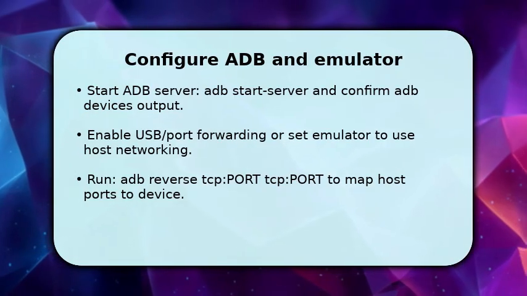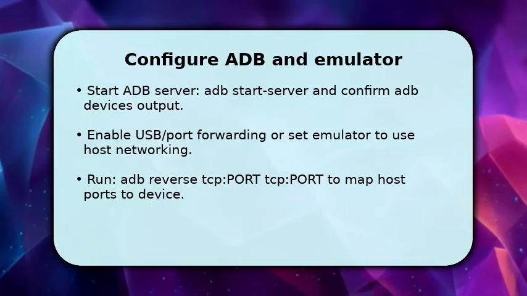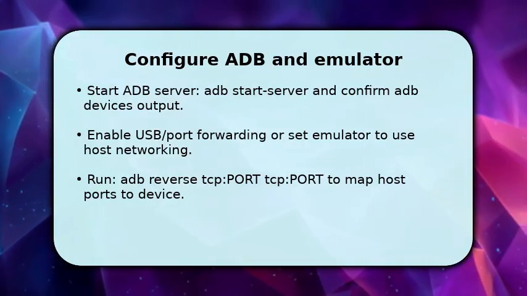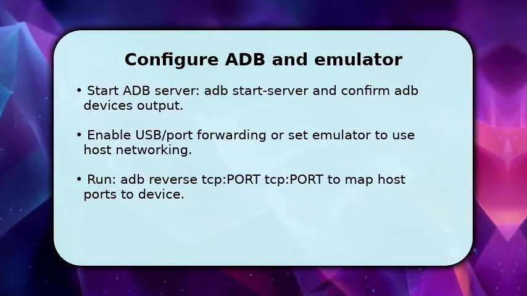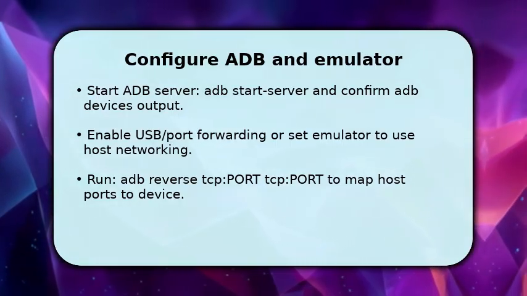Now you configure ADB and the emulator so your phone talks to the app running on the host. First, start ADB and confirm the device ID appears. This ensures a control channel.